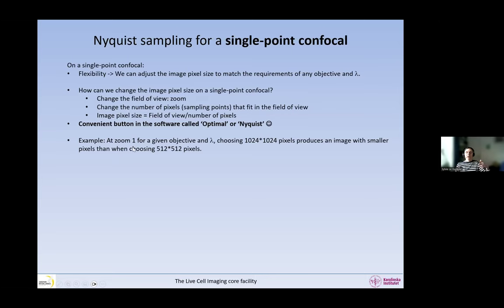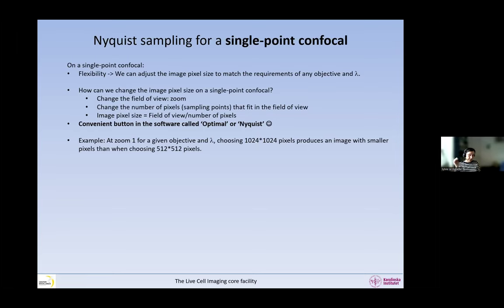For example, let's say that you have chosen your objective and you have your wavelength. You decide that you're going to use a zoom number one, so you basically do not zoom in. So you have a field of view that is the biggest field that you can have. And you choose 1024 by 1024 pixels. That will produce an image with smaller pixels than if you choose 512 by 512, right? Because we have a certain field of view, and either we cram in there 1024 pixels or 512. Clearly, if we only put 512 pixels, the pixels are going to be bigger. Okay, so it's all about pixel density within the field of view.